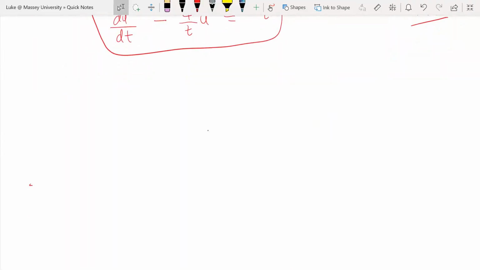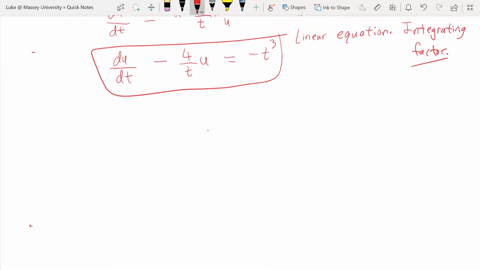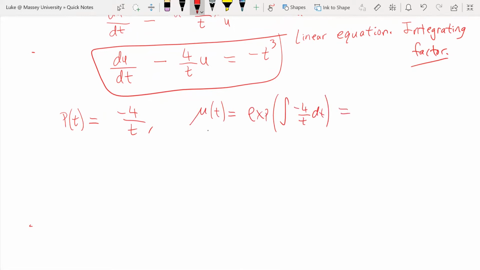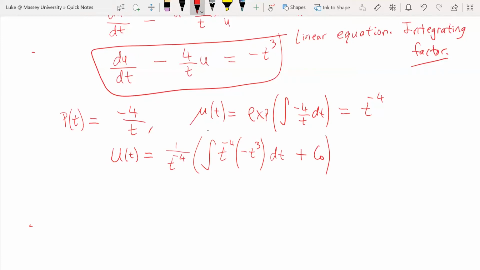Okay, so, can't scroll, there we go. Integrating factor: here my function p of t is equal to negative 4 over t. My integrating factor is going to be the exponential of the integral of negative 4 over t dt. So this is just simply going to give me t to the power of negative 4. Then I can use that integrating factor to solve for u. So u is equal to 1 over mu of t, so 1 over t to the power of negative 4, times the integral of mu, so t to the power of negative 4, times the right hand side, which is negative t cubed, dt, plus some integration constant.